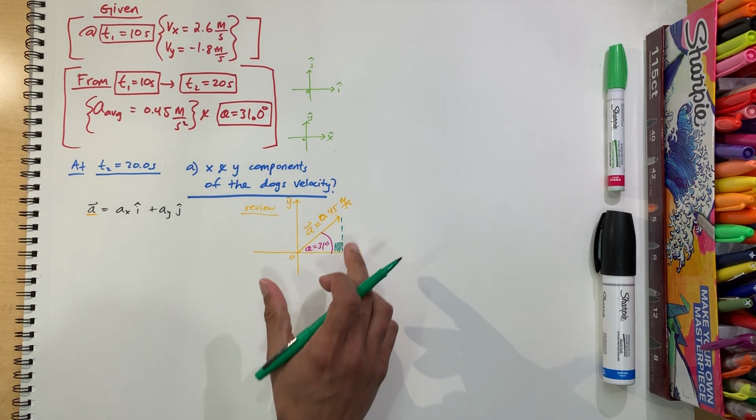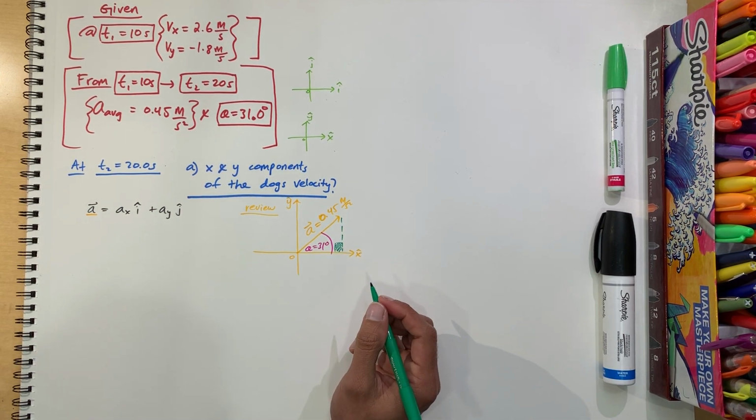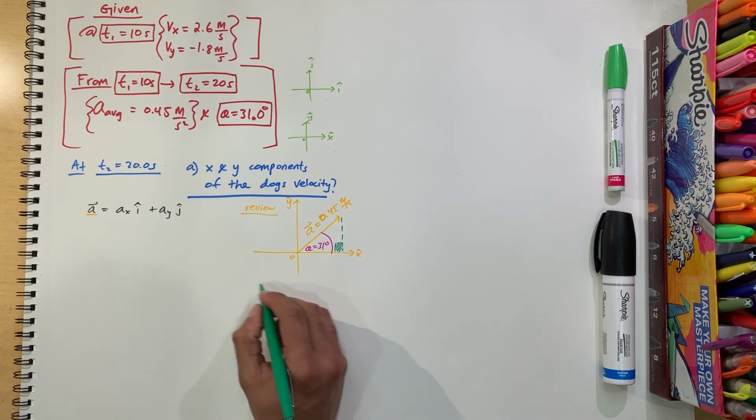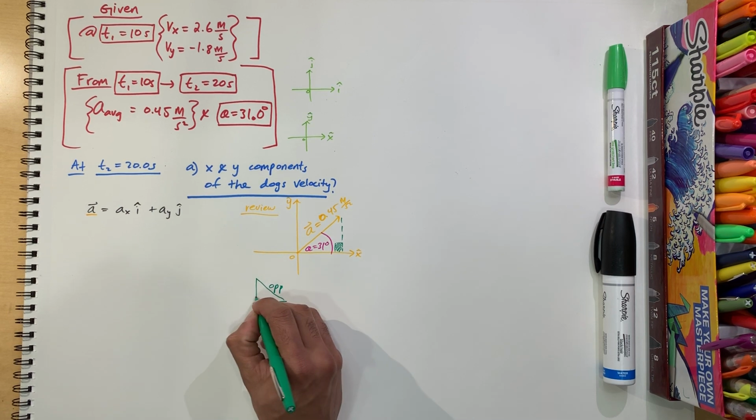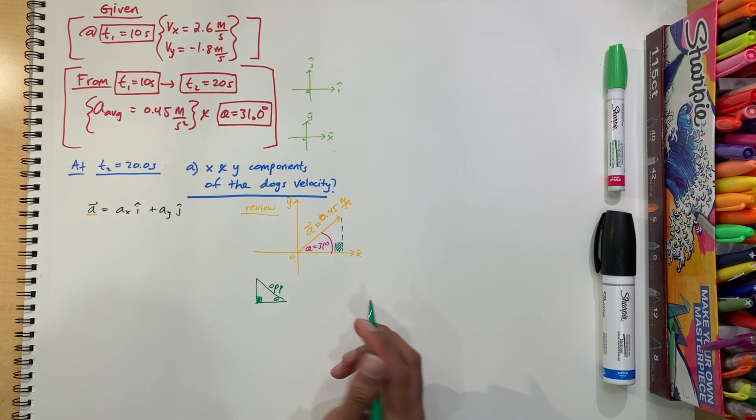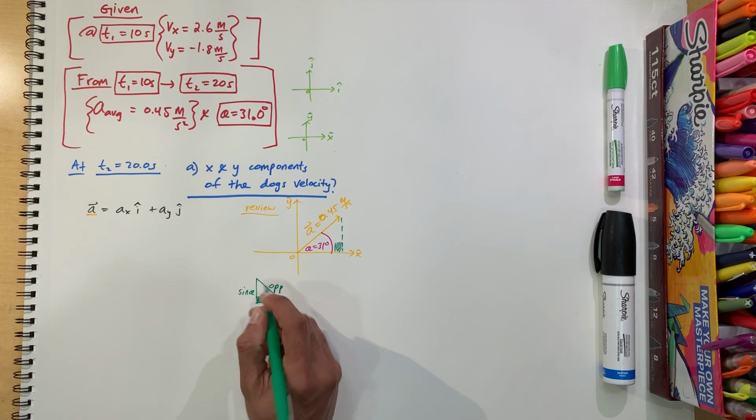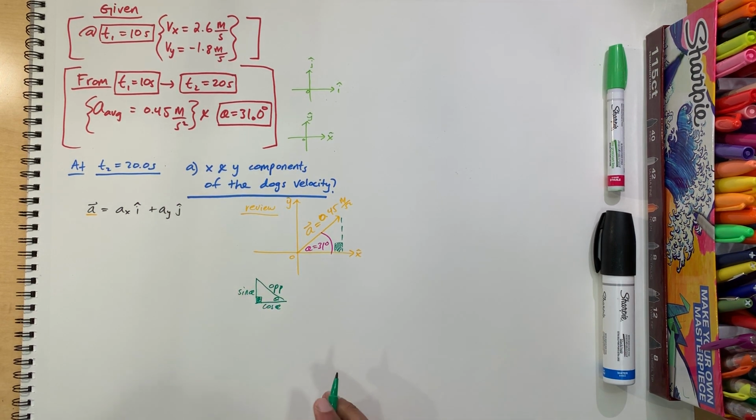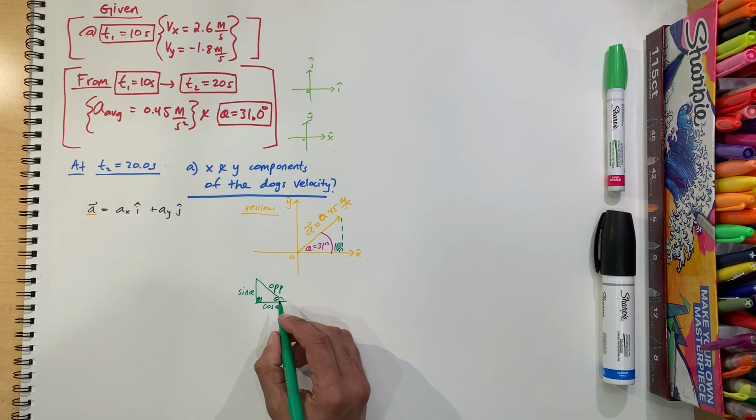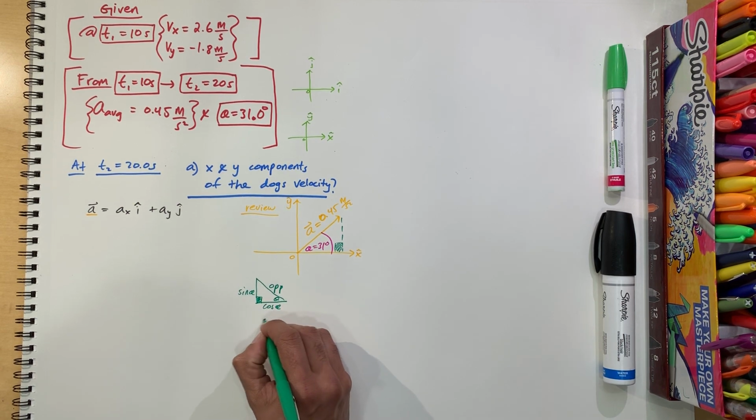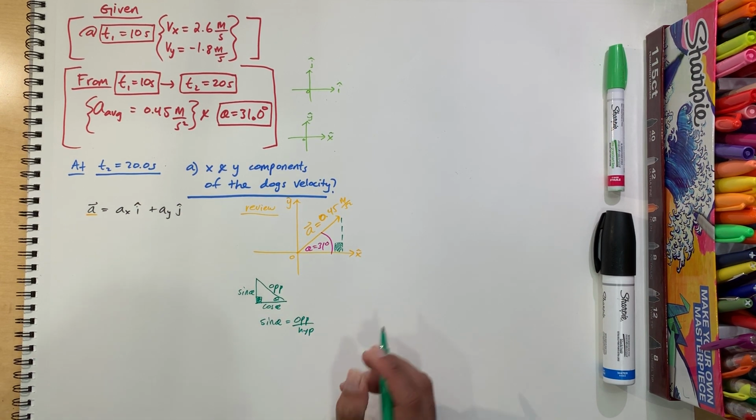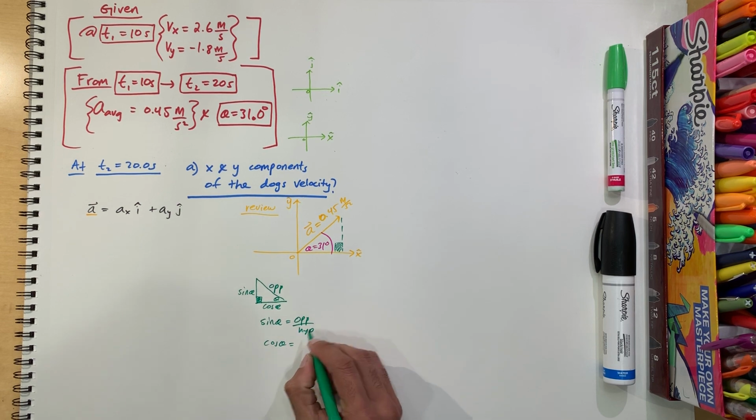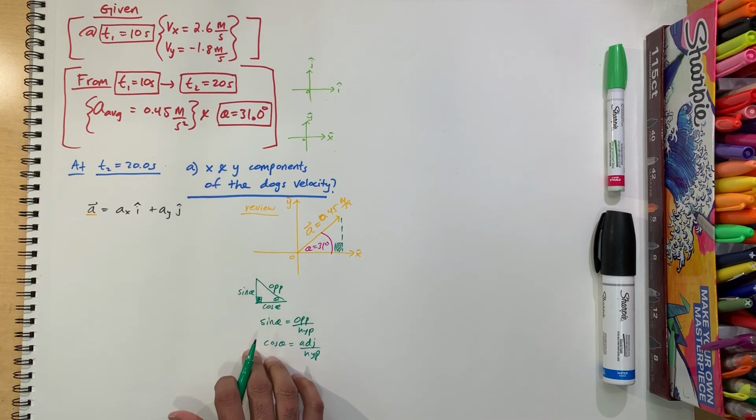For those that don't know, maybe I should do this. This is opposite, this is 90 degrees, theta. This is sine, it's opposite, and this is cosine down here. So sine theta is equal to opposite over hypotenuse, and cosine theta is equal to adjacent over hypotenuse. This should just be a review for you guys.